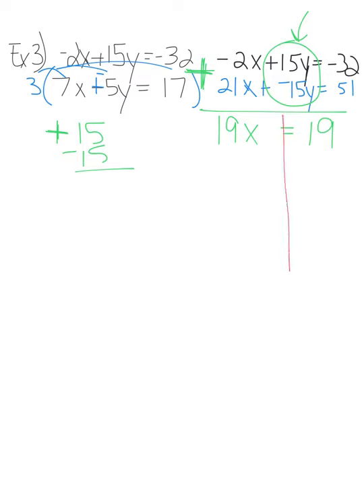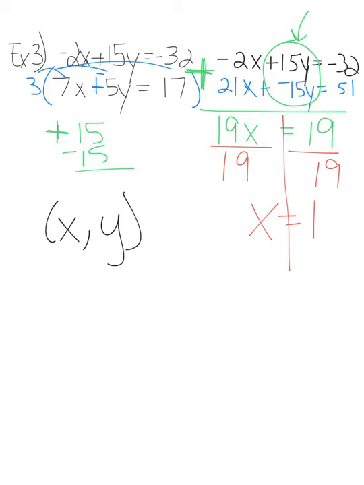So now we just need to go through the solving process to get x by itself. Divide both sides by 19, and x equals 1. So we had an additional step with this problem where we needed to make one of the equations have the same coefficient. Remember, we need an ordered pair in the form of x comma y.